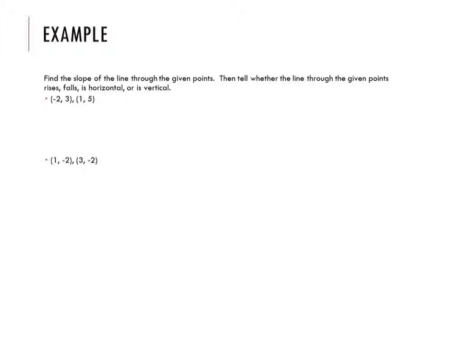So let's do a quick example here. Find the slope and then tell whether it rises, falls, is horizontal or vertical. Essentially, is it positive slope, negative slope, 0 slope, or undefined slope. We're going to do it the same way we did before using our slope formula. And still, if you haven't memorized your formula, I would write it out. This is the slope formula.